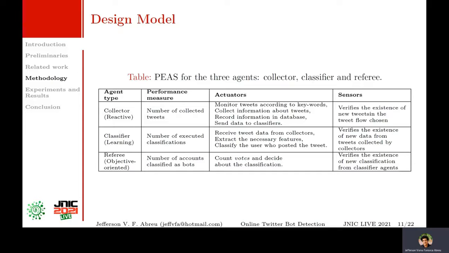The collector uses the reactive reasoning model because the task of our collector agent is quite simple. It only collects the tweets and sends its data to the classifier agents. Classifiers are learning agents, because they use machine learning to do their tasks. The classifiers classify the data from the collector and send this classification, which can be bot or human, to our referee. That is an objective-oriented agent which computes the majority of votes in its decision.